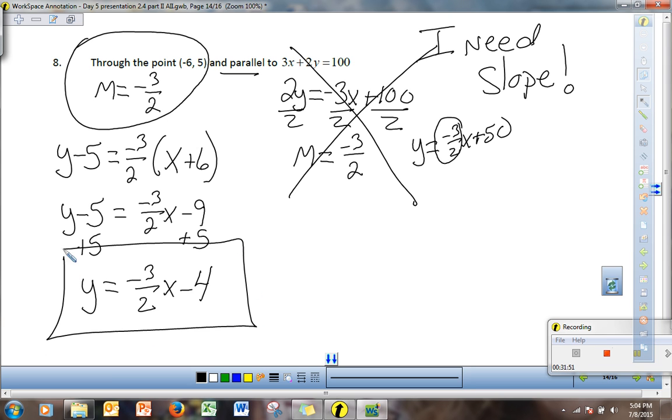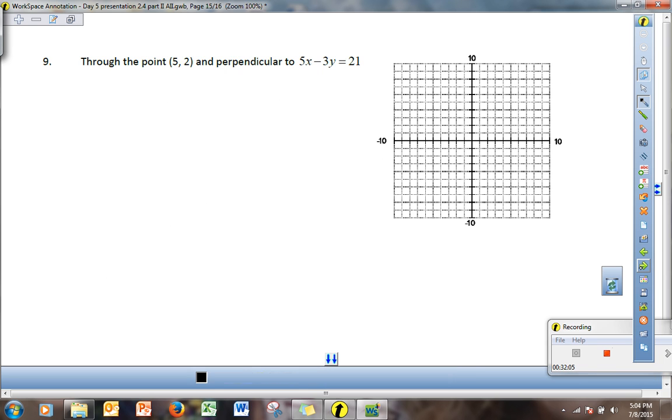I've got 2 more examples dealing with perpendicular, but the steps are the same, and the only thing I've got to do is change that slope a little bit. So here goes my number 9, next to the last one, by the way. I'd like to write the equation of a line that goes through the point 5, 2 and is perpendicular to 5x minus 3y equal 21.